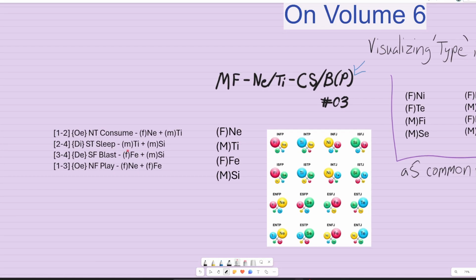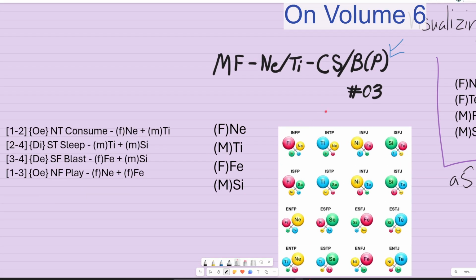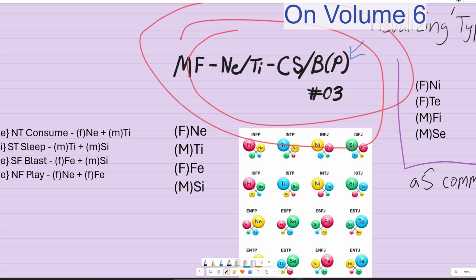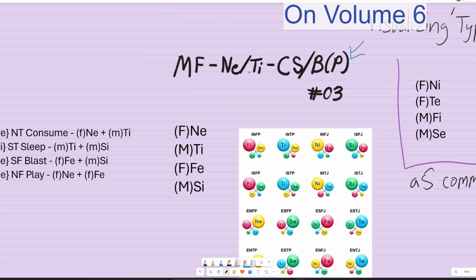So I gave you a way to visualize it 3 different ways in terms of formal notation. Alright, I'm giving you one way to visualize it in terms of formal notation. MF, NETI, consume, sleep, blast, play. Number 3, social type.